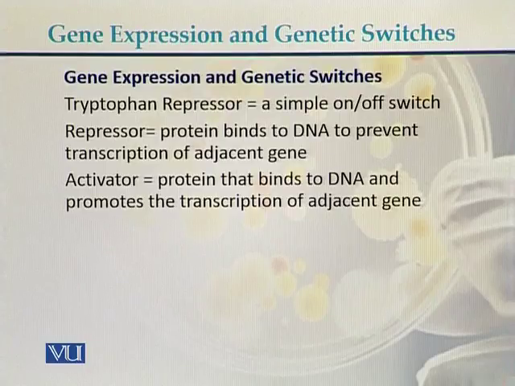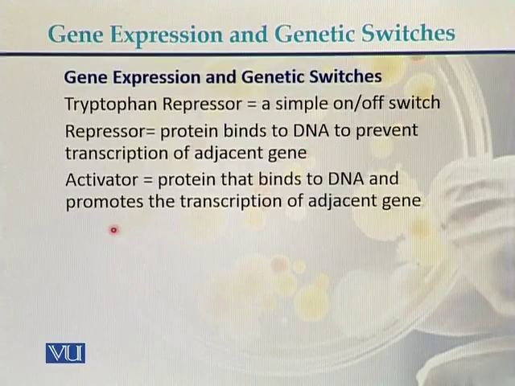There are certain genetic switches which are present to turn on or to turn off gene expression. One example is the tryptophan repressor. The tryptophan repressor is a simple example of a turn on and turn off switch of gene expression. What is a repressor? A repressor is a protein that binds to DNA to prevent the transcription of an adjacent gene.